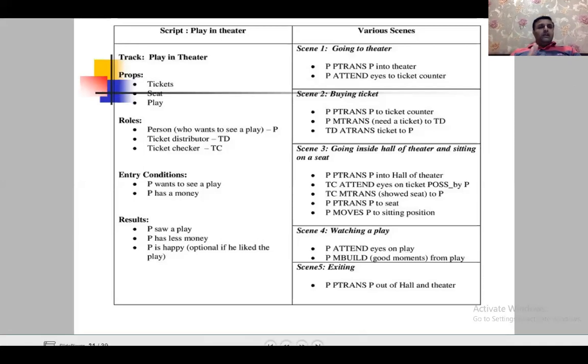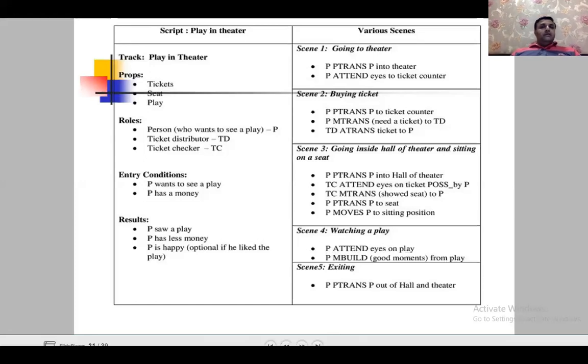Okay, those who had attended the previous lecture will now find it easy to understand what exactly I am discussing here. So these primitives you need to understand again. Scene 3 is going inside the hall of a theater and sitting on a seat. So P trans P into the hall of theater.